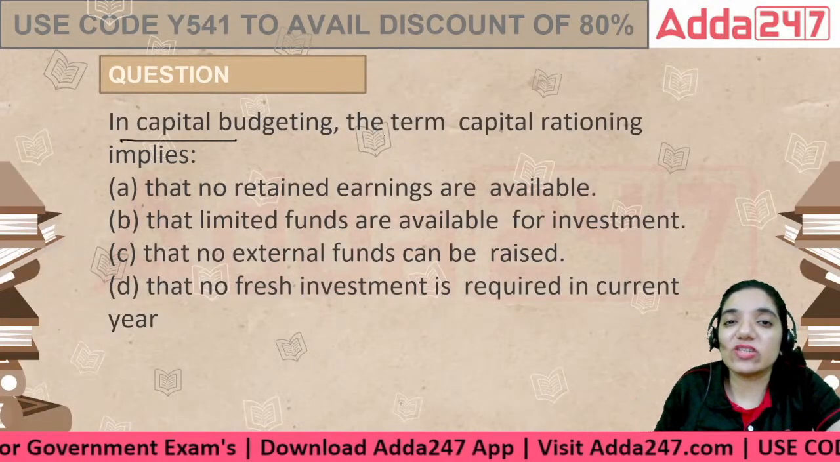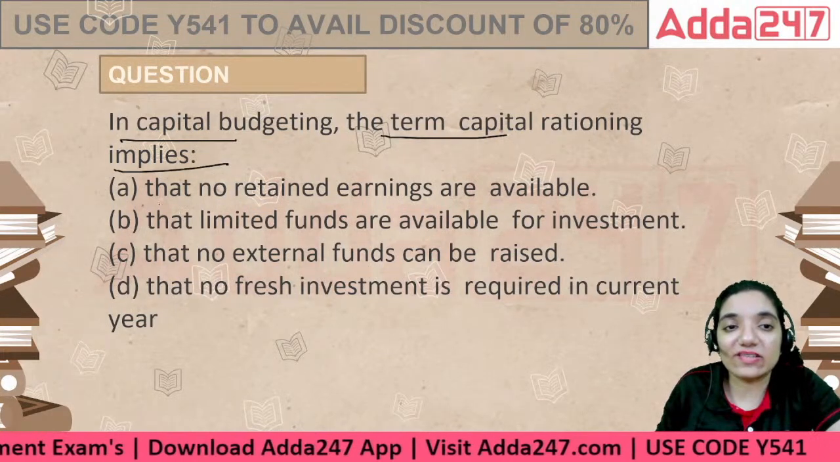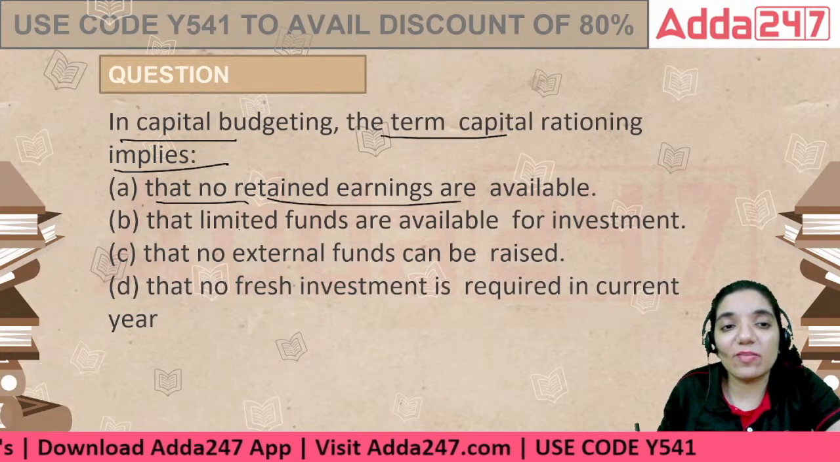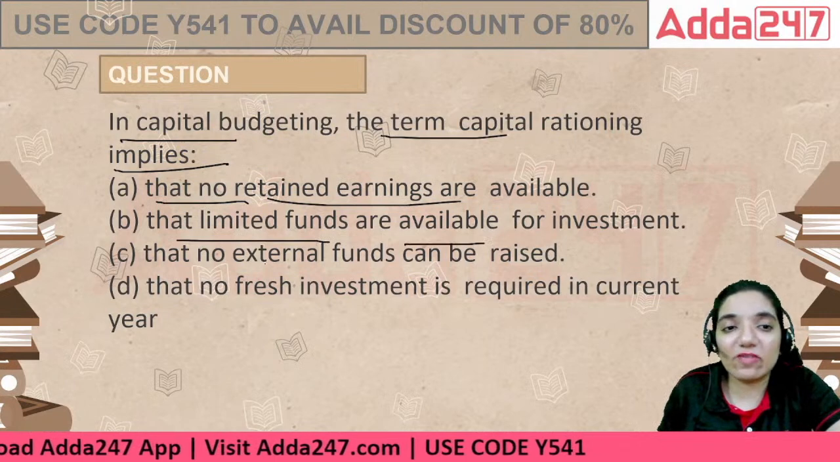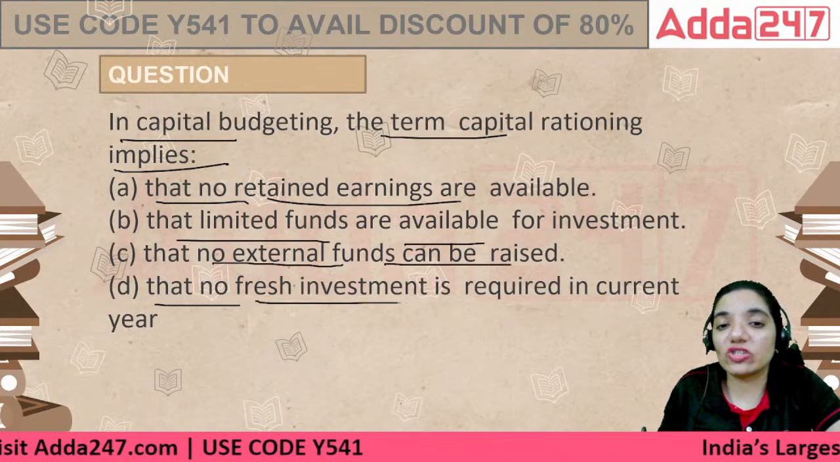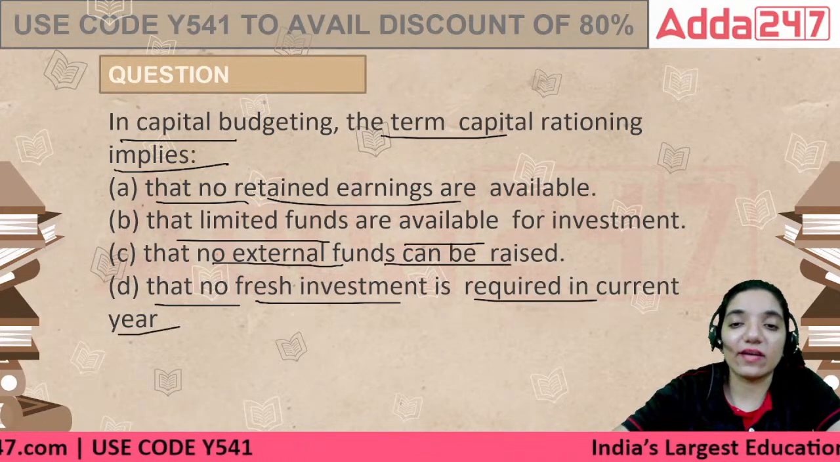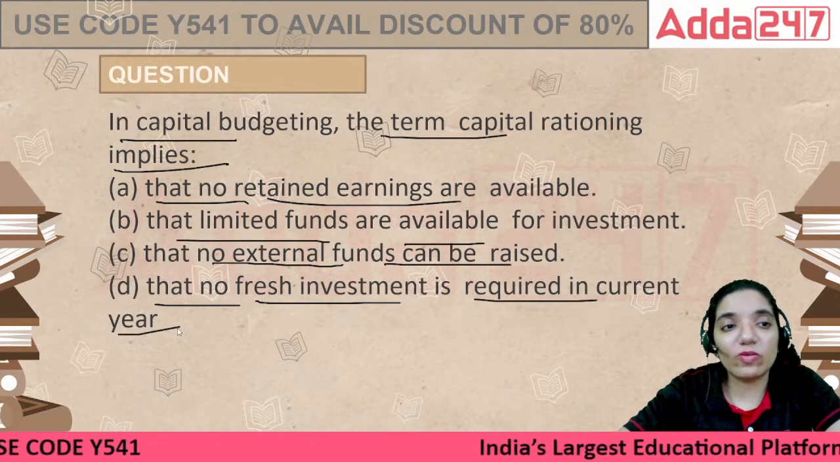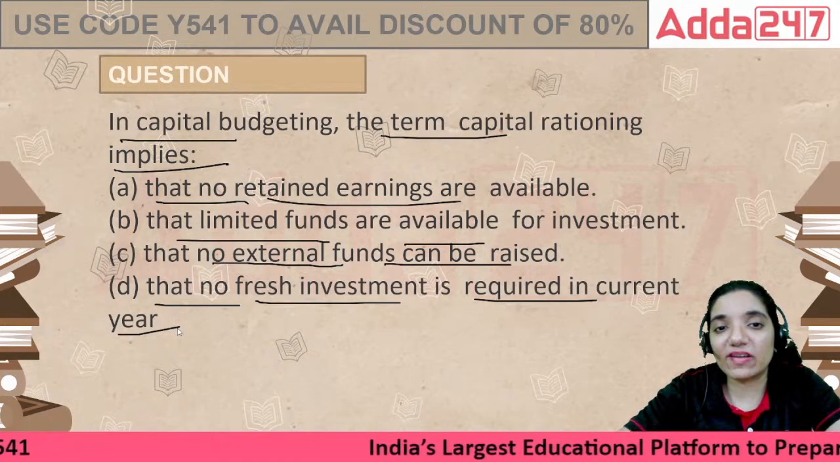In capital budgeting, the term capital rationing implies that no retained earnings are available, that limited funds are available for investment, that no external funds can be raised, or that no fresh investment is required in the current year. So what will we do in this case? What would be the correct answer?